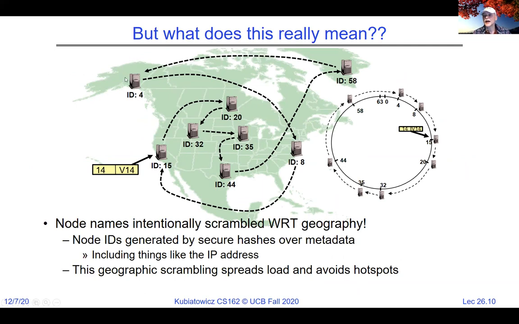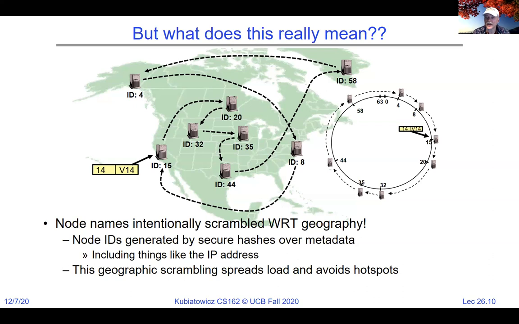Node 4 is up in Alaska. So based on what I just showed you on the previous slide, if somebody were to ask node 4 for key 14, it would go from Alaska over to the East Coast, over to the West Coast, and we'd get the result. Okay, so really, because the hash is a randomizing function, we've scrambled the geography of this ring. Okay, now that's actually good.